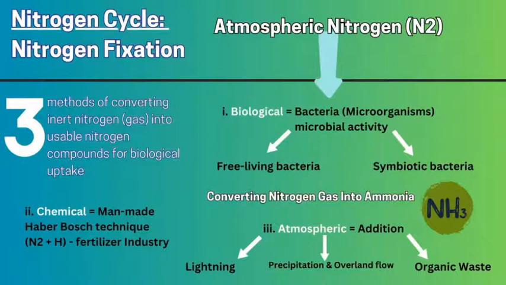And finally, we have a natural, very quick addition of nitrogen, which is going to be lightning when it hits the ground, so cloud to ground lightning. You also have precip and rain and overland flow taking nitrogen from the A horizon, which is very close to the surface, and washing it to other areas via gravity. And we also have the addition of nitrogen through organic waste, through human and animal waste, which will add in extra nitrogen. So there's three main ways: biological through bacteria, chemical through man-made, and atmospheric through this addition of nitrogen.